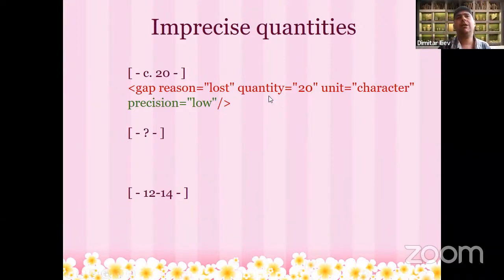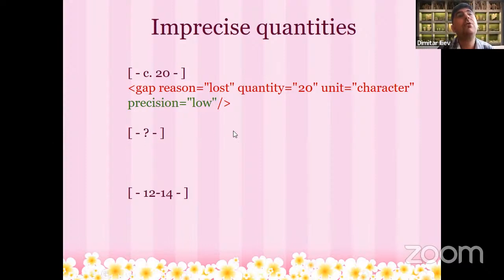So I'm reminding you that here, instead of unit character, you can also have unit line, and it works exactly the same way. Then in these square brackets, which indicate the place of the lacuna, together with the number of the characters or lines missing, if you add the precision low attribute, you will also have, in the visualization, this small c, this circa, added to it.